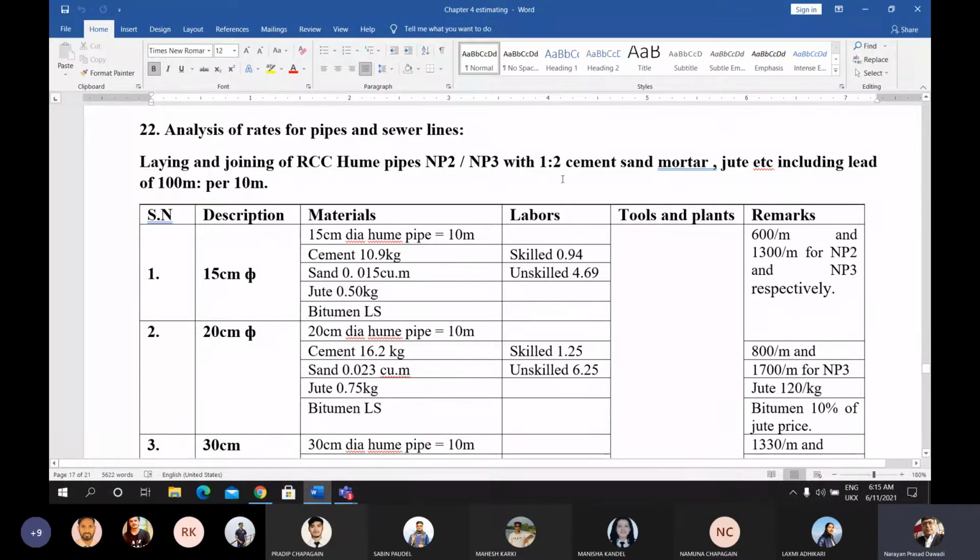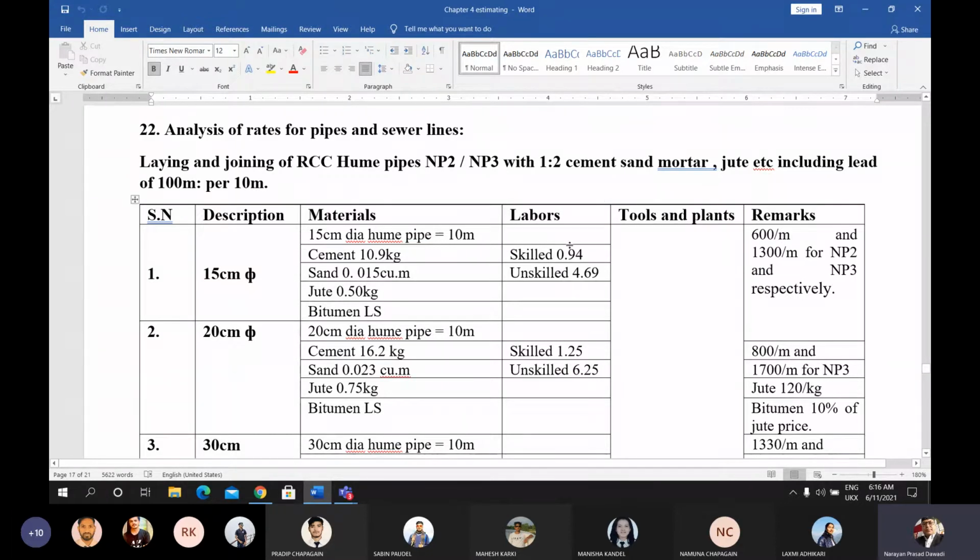You can get two types of hume pipes in the market, generally NP2 and NP3. The NP2 is the low quality hume pipe, whereas the NP3 is the higher quality hume pipe. If we talk about the cost, the NP3 pipe is more expensive than the NP2 pipe, generally more than twice the cost of the NP2 pipe. You may be asked the question providing NP2 pipe or NP3 pipe. If NP2 pipe is provided, then use the rate of the NP2 pipe, and if NP3 pipe is provided, then use the rate of NP3 pipe.